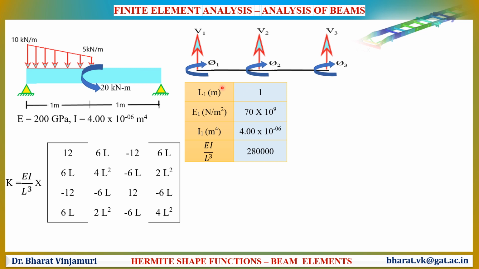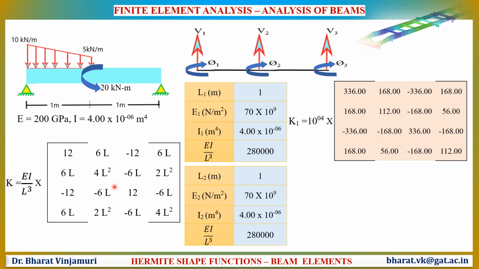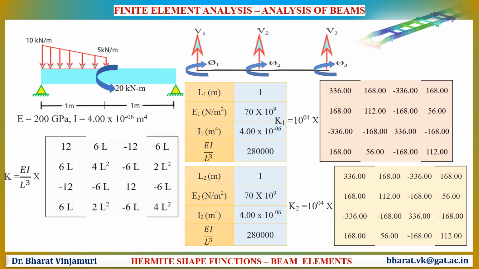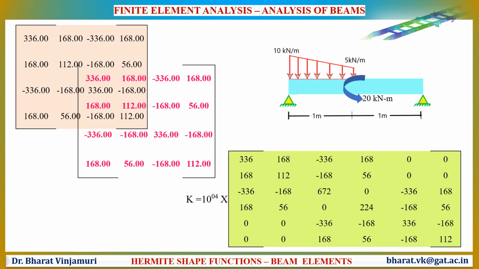By substituting these values of L1, E1 and I1 in this equation, we will be able to determine the stiffness matrix of the first element. Similarly, by substituting these values of L2, E2 and I2, we will be able to determine the stiffness matrix of the second element. Let us now combine the stiffness matrices to obtain the global stiffness matrix. By assembling the stiffness matrices, we will be getting the global stiffness matrix as represented in this equation. Now, the most important step is to determine the force vectors.